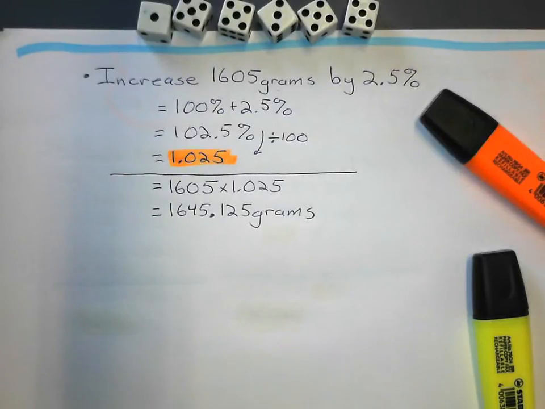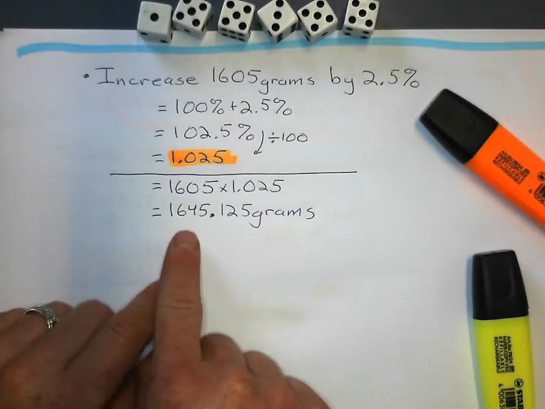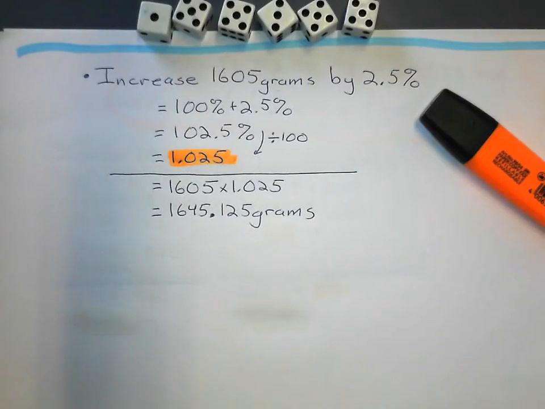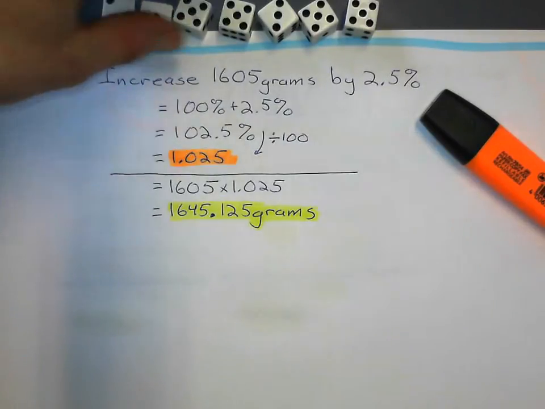And I get 1,645.125. I didn't do any rounding there. I just wrote the whole thing in full. It might make more sense to round that to one or two decimal places.